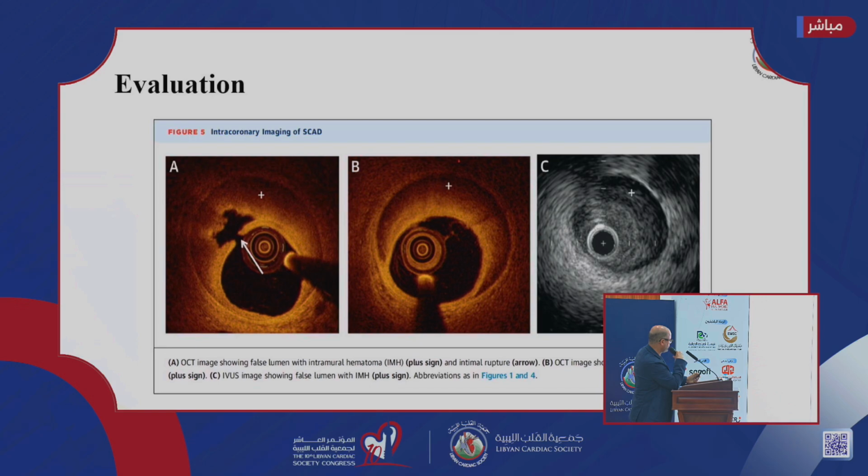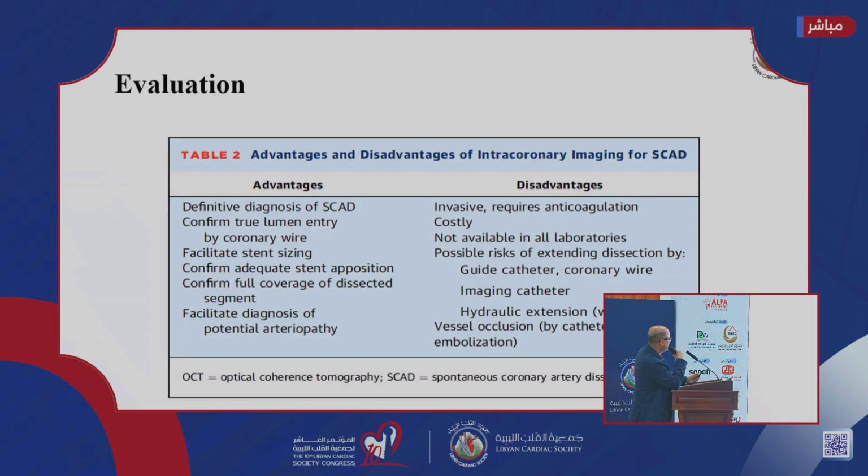These are some advantages and disadvantages of imaging. Of course, they can give us the diagnosis, confirm the true lumen, facilitate stent sizing and coverage of the dissected segment, and facilitate diagnosis of potential arteriopathy, but they have a cost, are invasive, require anticoagulation, and carry a possible risk of extending the dissection either distally or proximally.